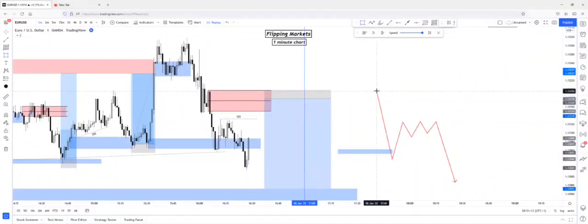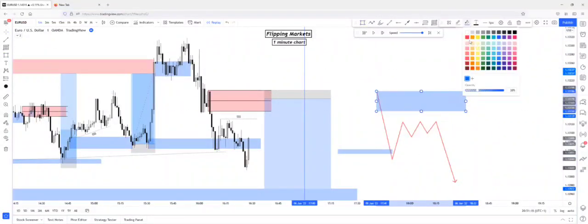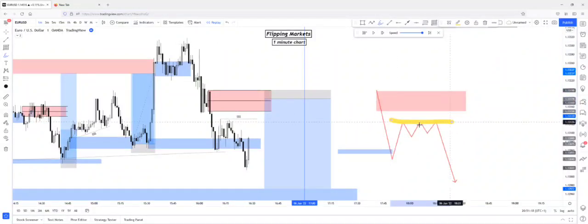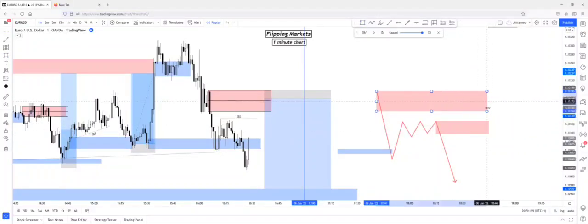Here's this supply zone that has created the demand break. Here's the liquidity built up for this zone. Here's a freshly formed supply zone in this region. This is a trap for the new sellers. This is a trap for retail traders.